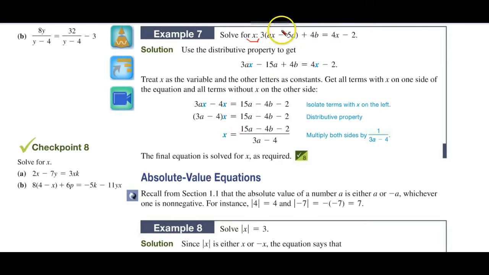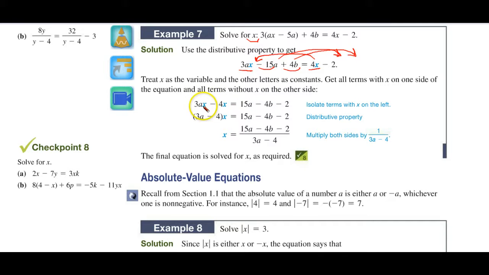So we distribute here, and we get this. Now notice we have an X in this term, and an X in this term. So we're going to transpose this term to the other side. It becomes a negative 4x. And we're going to take this term and this term and transpose it to that side. And this is what it looks like now.